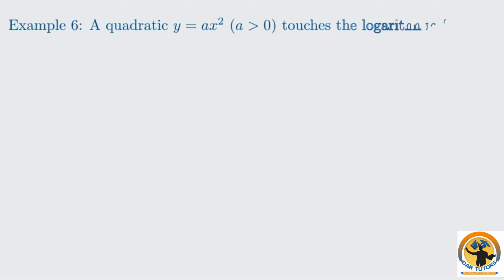Let's look at a problem involving a common tangent. We have a quadratic y equals a x squared and a logarithmic function y equals ln x. They touch at a single point. The key principle here is that if two curves touch at a point, they share a common tangent at that point. This means two things must be true.